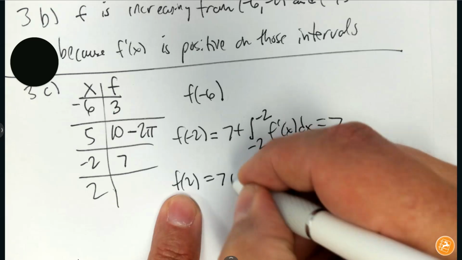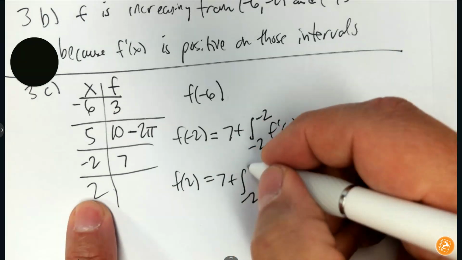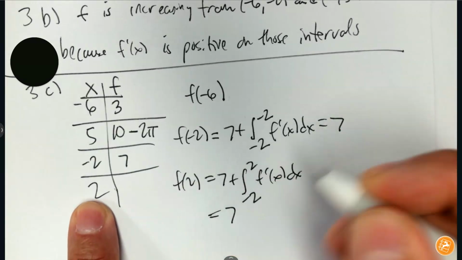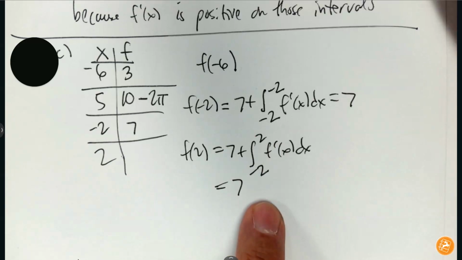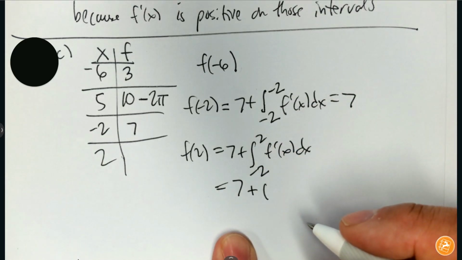The next one, we're going to have the same template. We're going to start there with 7 and -2. This time we're going to integrate up to 2, the derivative. I look: is this a proper integral where the bottom number is smaller than the top number? Yes, so it's going to be plus. And then I need to find the area from -2 to 2.